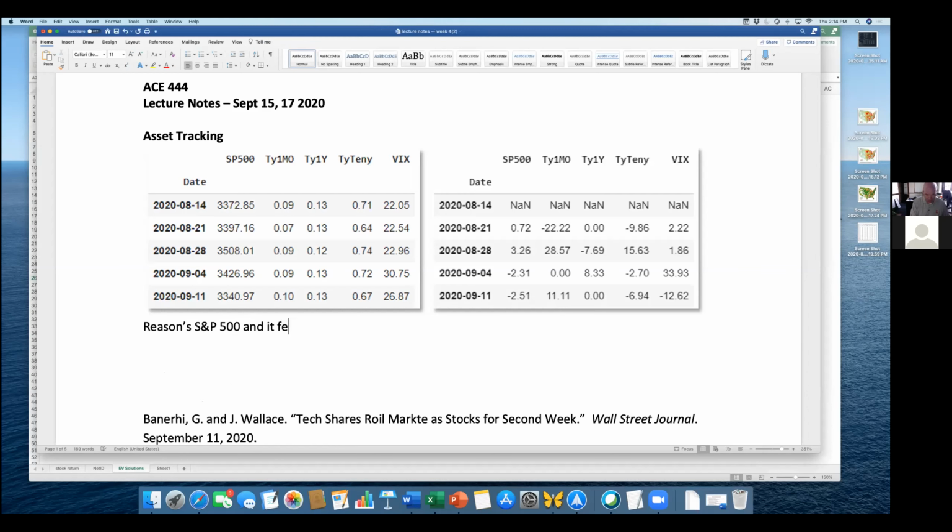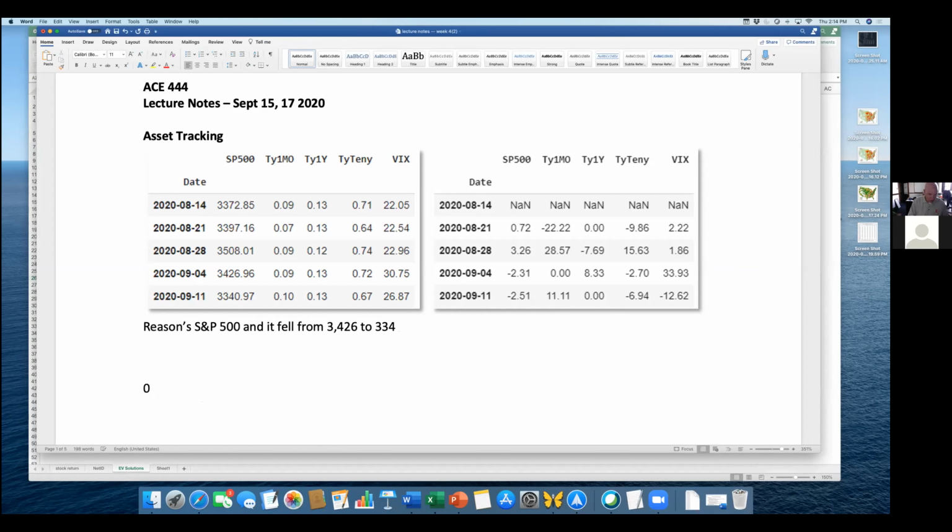It fell from 3426 to 3440. All right, thank you, yes. Let me keep a list here, which we all saw: falling tech stocks, higher unemployment numbers came out last week, yes. What else? Did anybody else list something?